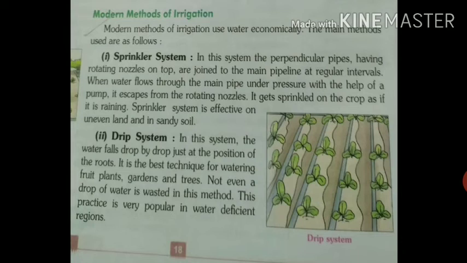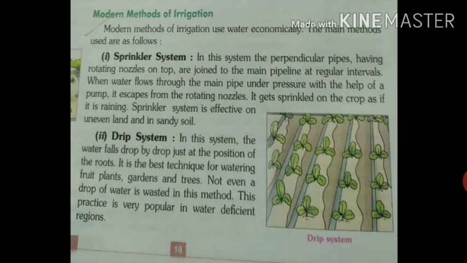The sprinkler system of irrigation is more useful for uneven land where sufficient water is not available. So where the land is uneven, where the land is not level, especially hilly areas, where sufficient water is not available. So in uneven lands where there is not much water, where there is a shortage of water, in that type of land the sprinkler system is also very beneficial. The sprinkler system is also very useful for sandy soils. So a sprinkler system is best for sandy soils also.